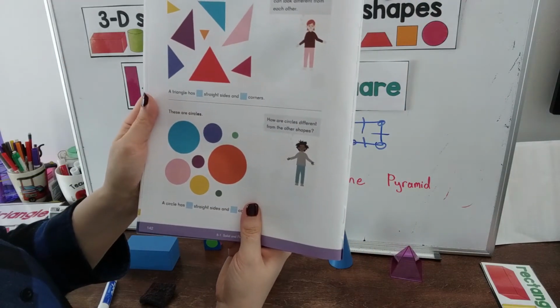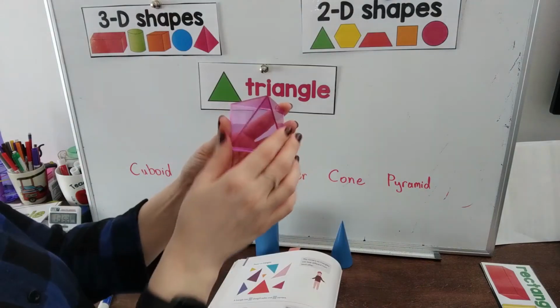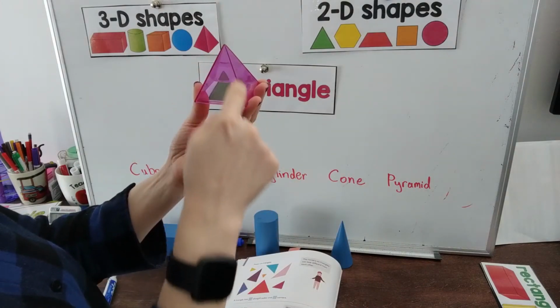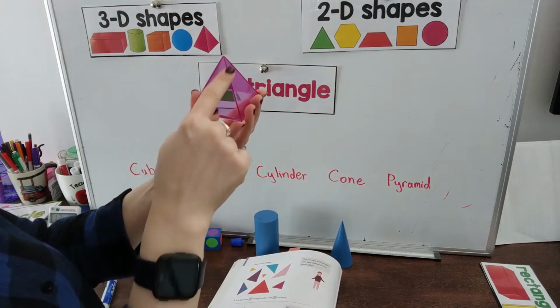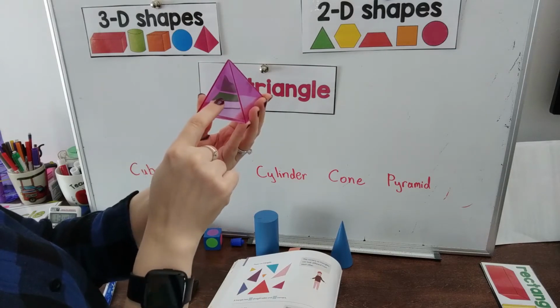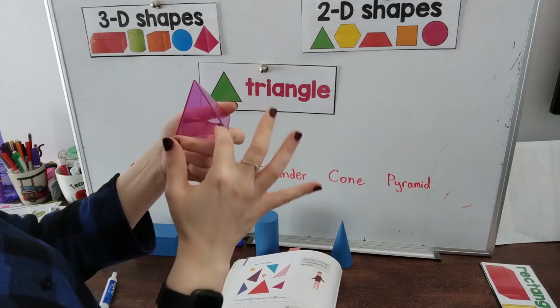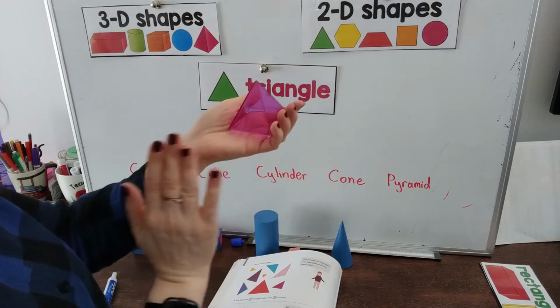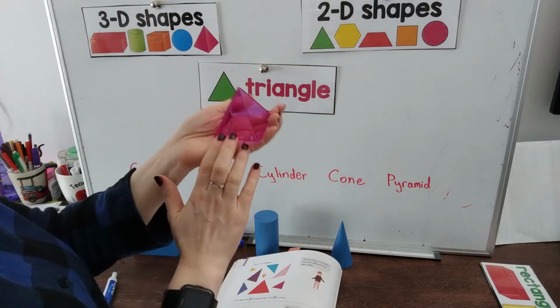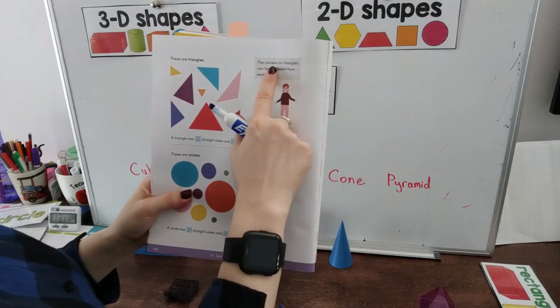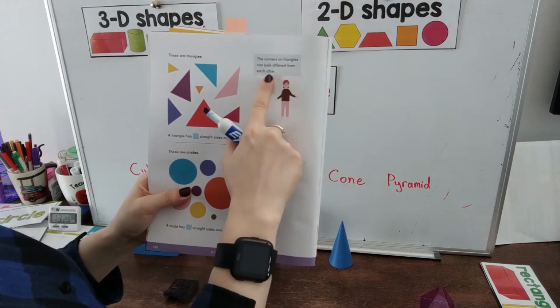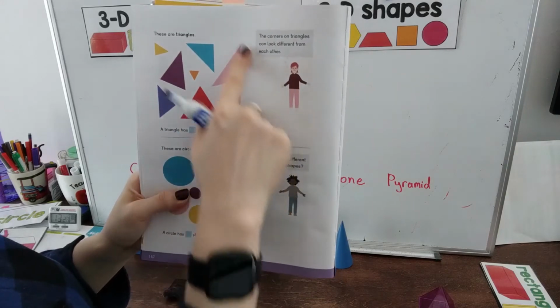Now we're going to look at triangles. When we traced the pyramid, we traced the face of a triangle because a pyramid has triangles on its faces. Remember, a face is the flat surface on a three-dimensional shape. The corners on triangles can look different from each other. Notice lots of different triangles.